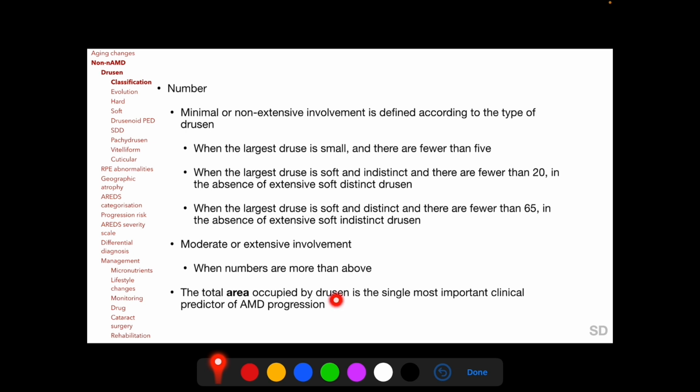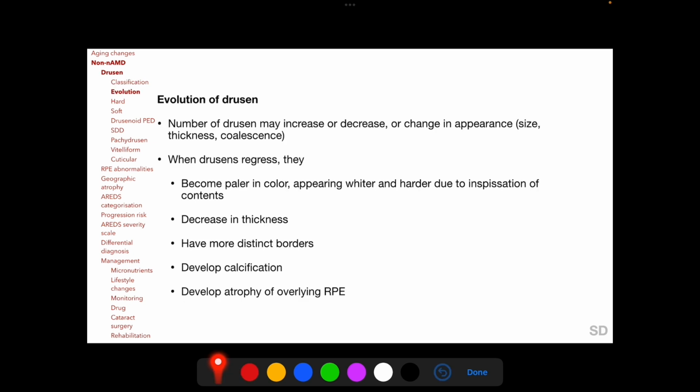And so far as drusen are considered, the total area of the macula occupied by drusen is the single most important clinical predictor of AMD progression, and this is important to remember. Over time, number of drusen may increase or decrease or change in appearance with respect to their size, thickness, and coalescence.